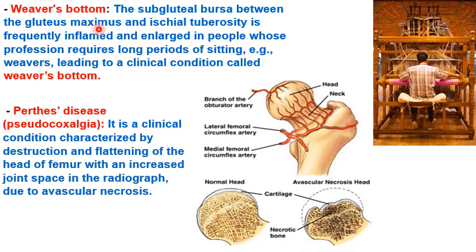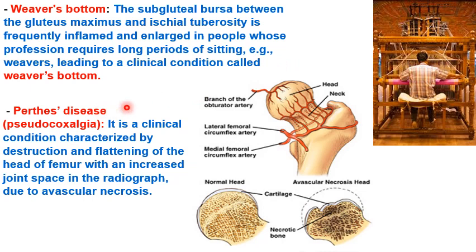The weaver's bottom, as we said, is due to inflammation of the bursa because of the sitting posture and constant movement of the leg, where the gluteus maximus will have more friction on the ischial tuberosity. So that is the reason the ischial bursa will become inflamed, and that's what is called weaver's bottom.